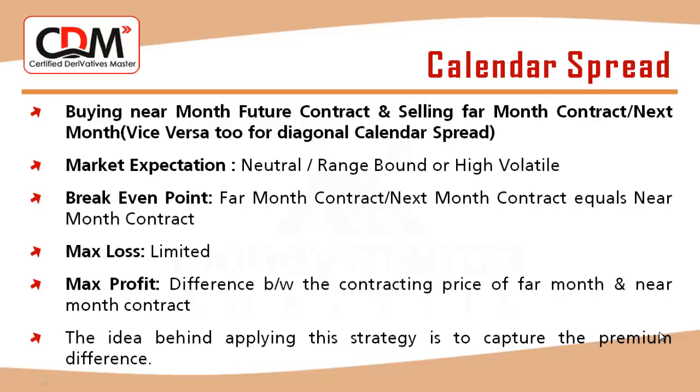The market expectation in this case would be that the price of the stock would trade in a neutral range, or have a very limited range. The break-even point in this case would be when the far month contract and the near month contract become equal. Generally, between the current month contract and the far month contract there is always a price difference. Whenever the price difference becomes equal, that is our break-even point. The maximum loss in this case would be limited, and the maximum profit is the difference between the contract prices of the far month and the near month contract.